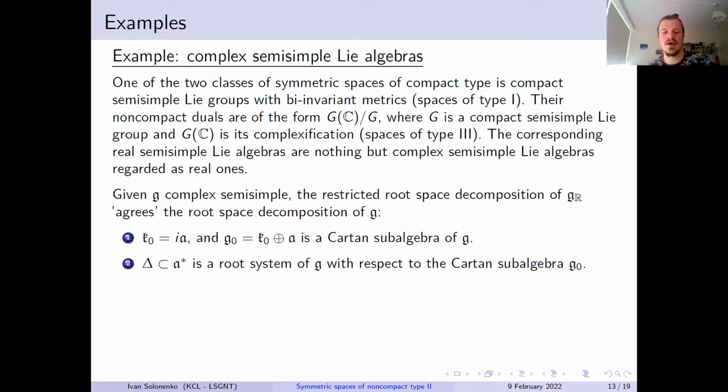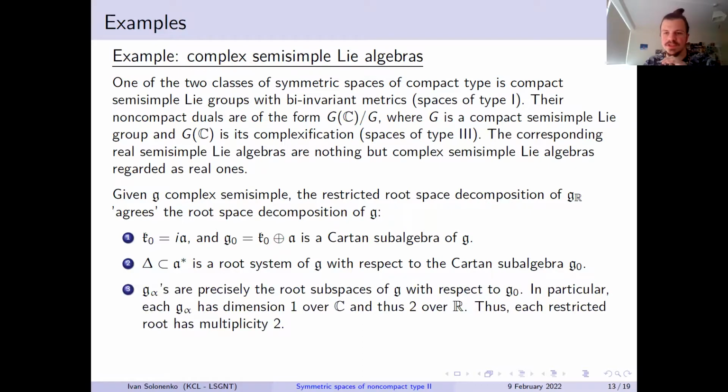Now, my delta, which is the restricted root system for G regarded as a real Lie algebra, is nothing but the root system of G regarded as a complex semisimple Lie algebra with respect to the Cartan subalgebra G0. So basically the root systems for G regarded as a real algebra and for G regarded as a complex algebra coincide.